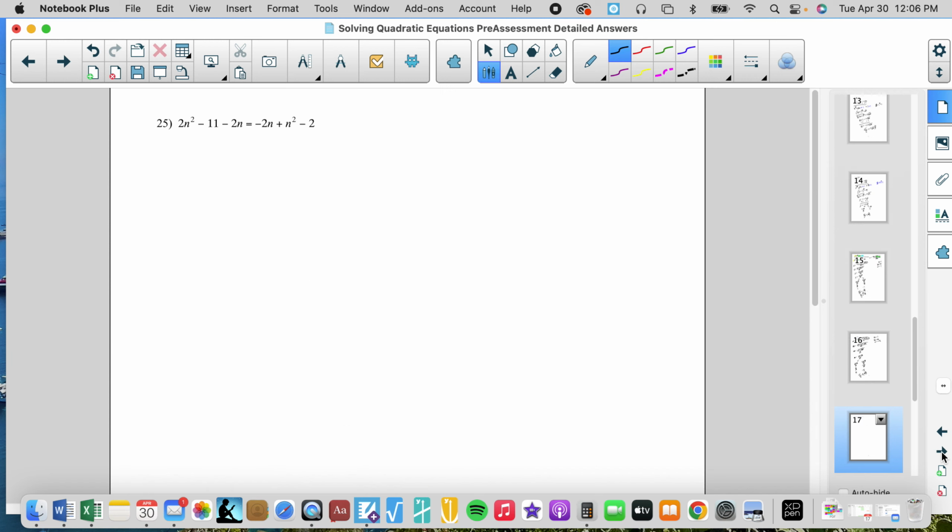Let's set it equal to 0. Let's push everything to the left.